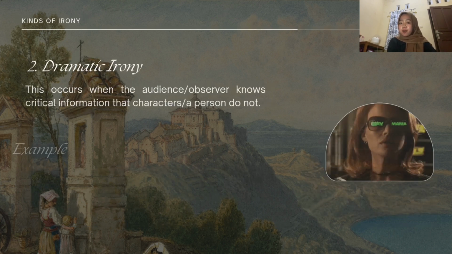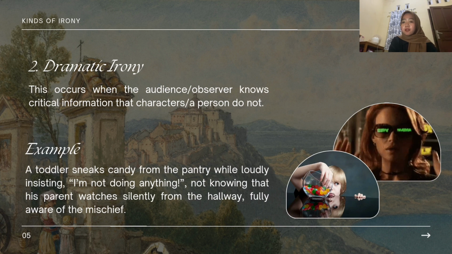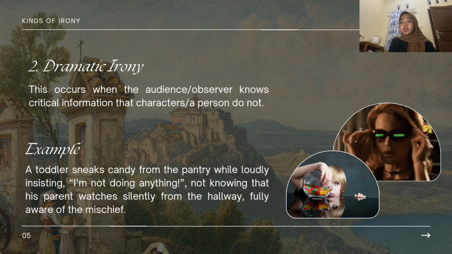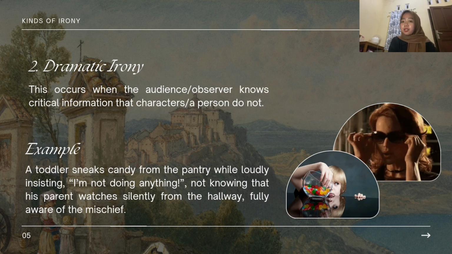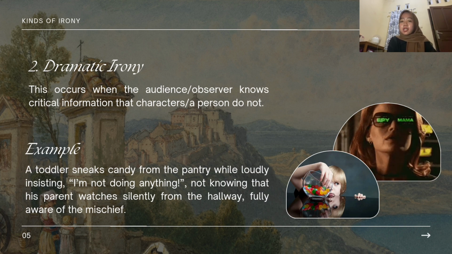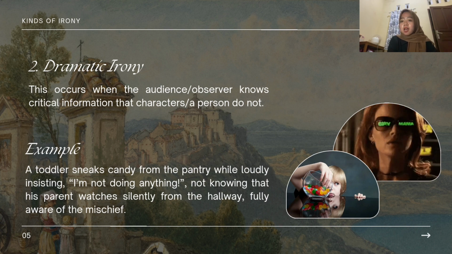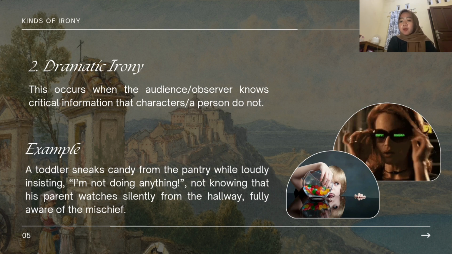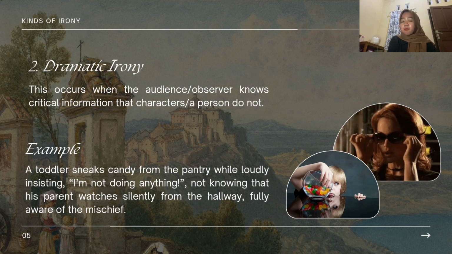Number two is dramatic irony. This occurs when the audience knows critical information that a character or person does not. For example, a toddler sneaks candy from the pantry while loudly insisting, "I'm not doing anything." The parent waits silently in the hallway, fully aware of the mischief.